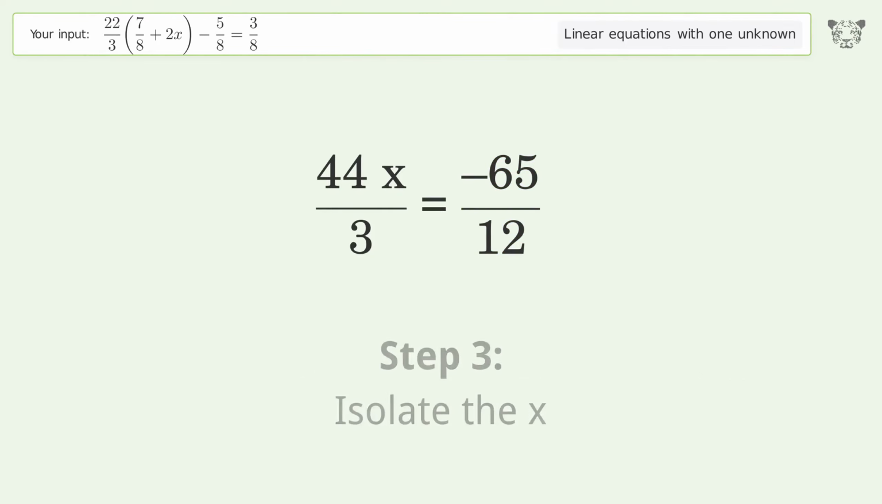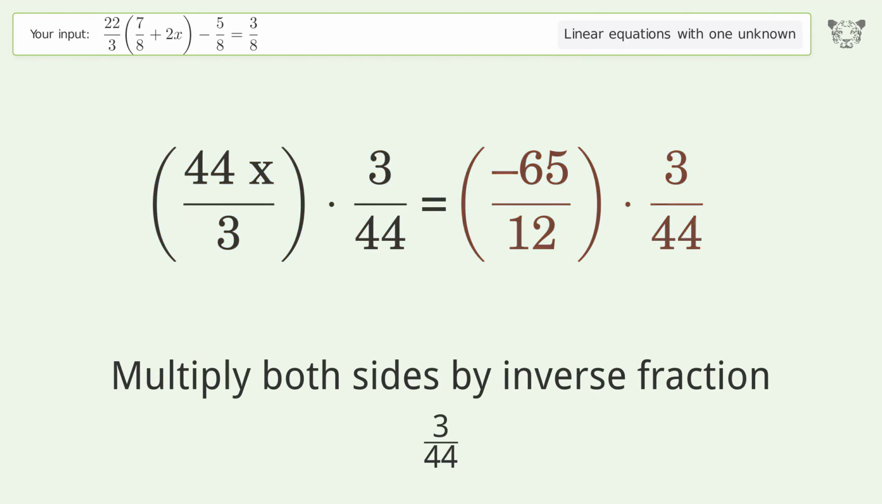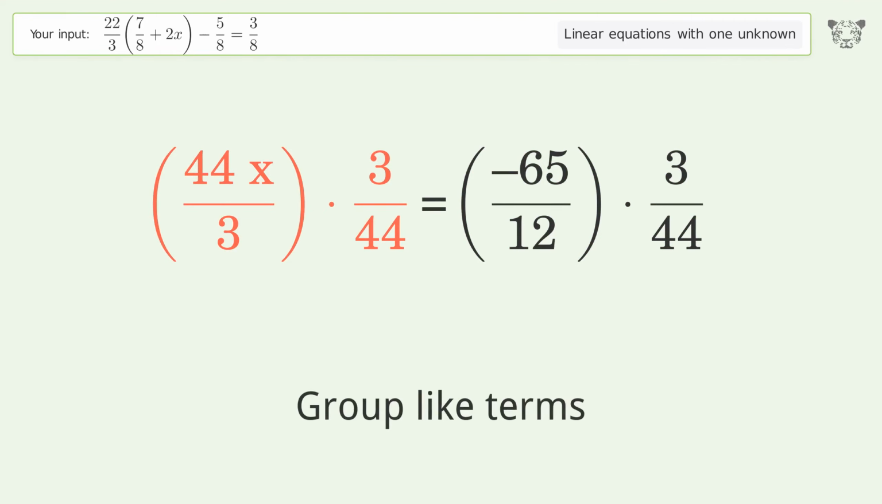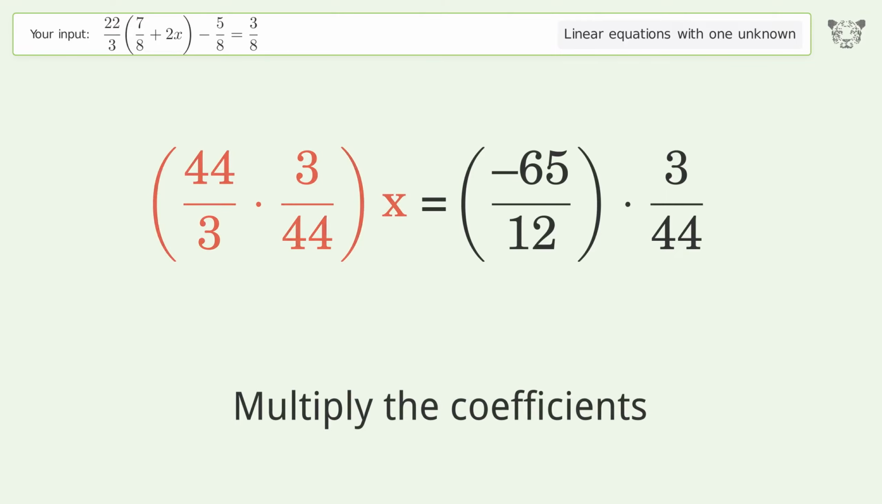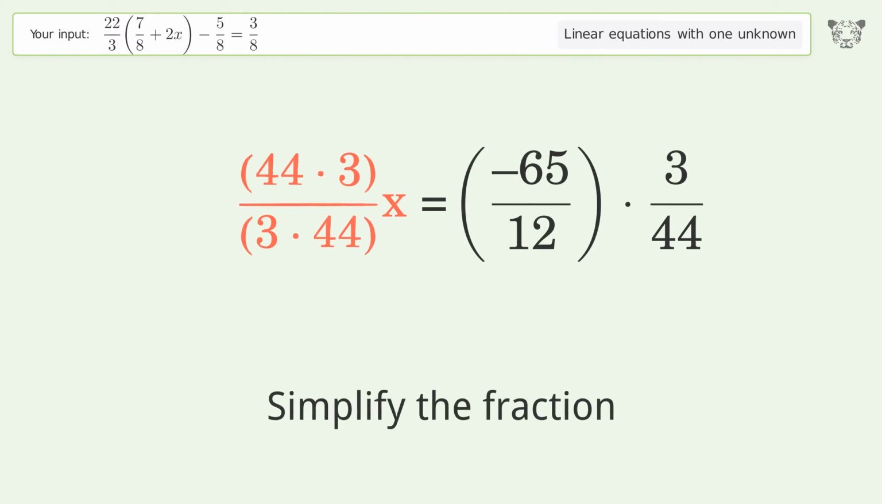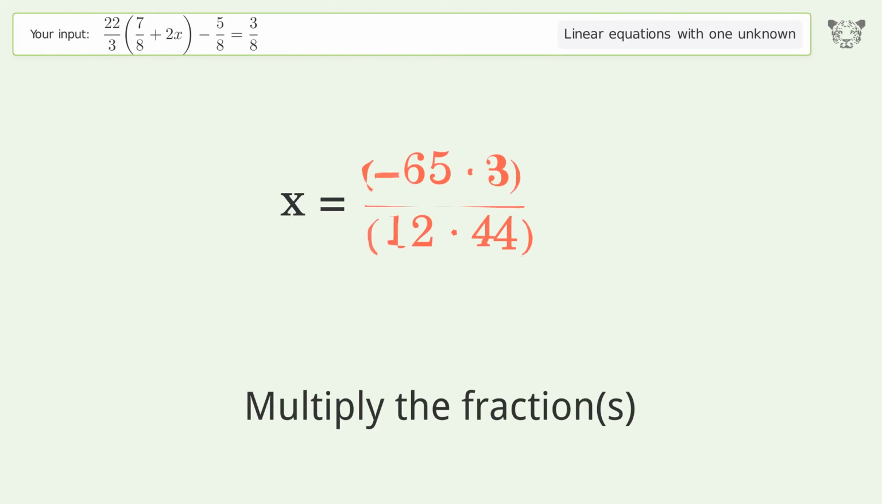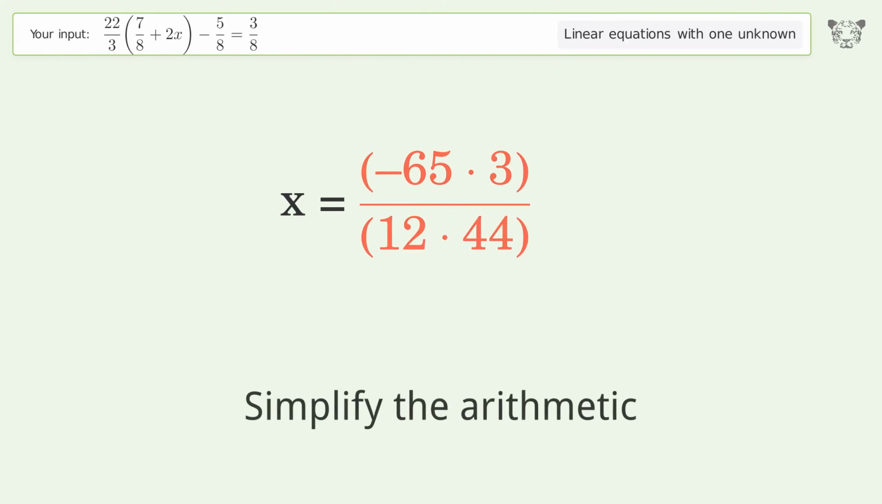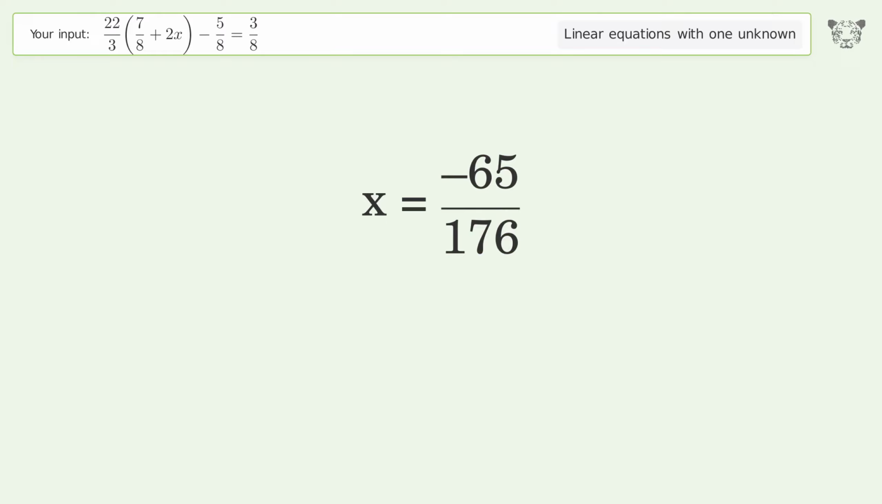Isolate the x. Multiply both sides by inverse fraction 3 over 44. Group like terms. Multiply the coefficients. Simplify the fraction. Multiply the fractions. Simplify the arithmetic. And so the final result is x equals -65 over 176.